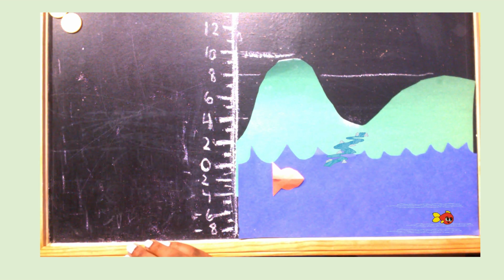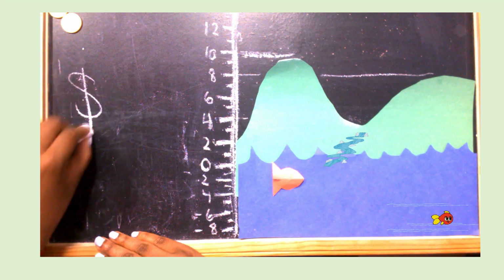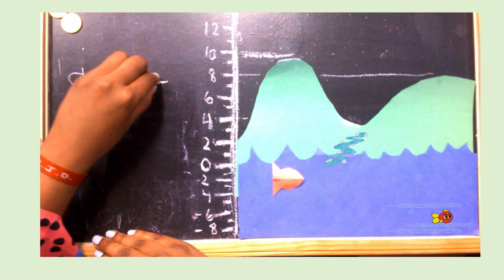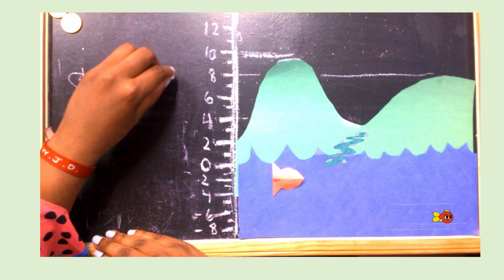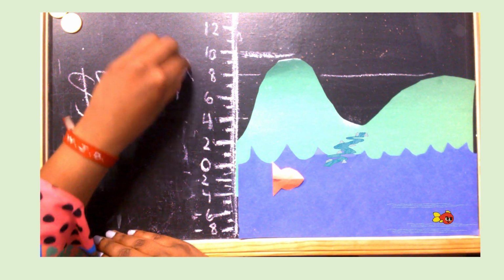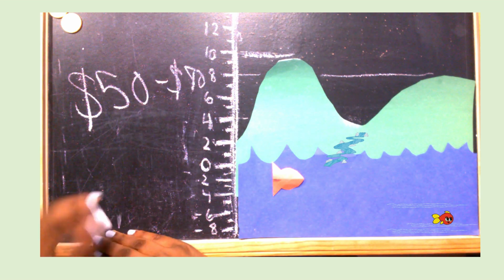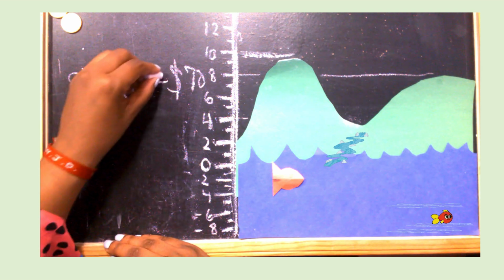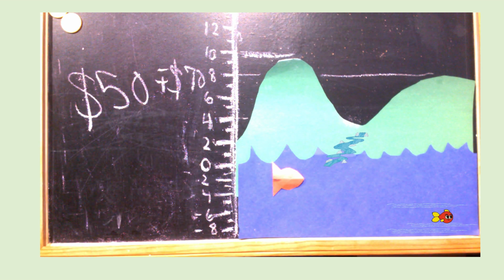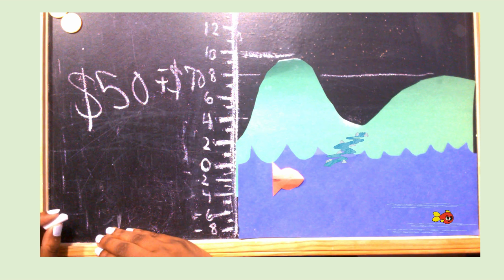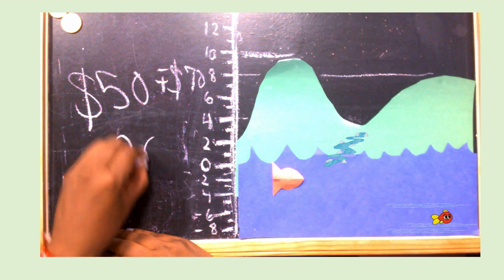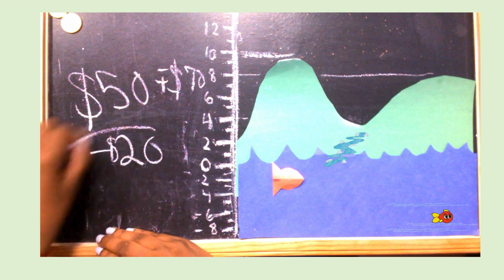I will say another thing is money. Anytime we talk about money, let's say I had $50 in my account, and I made a $70 purchase. So I added -70 to my account. Well, now I'm down in the negatives. We're at -$20.